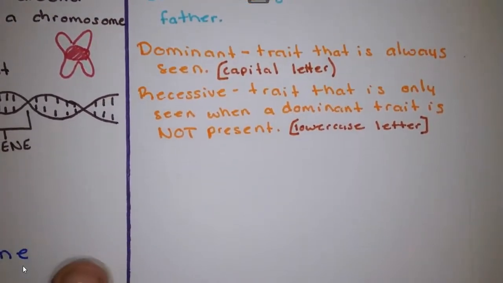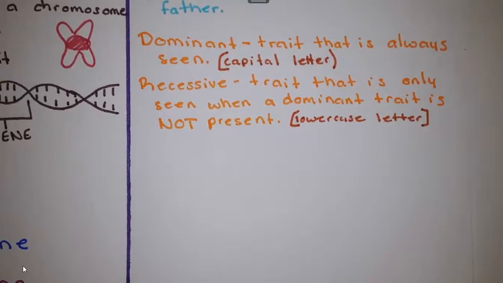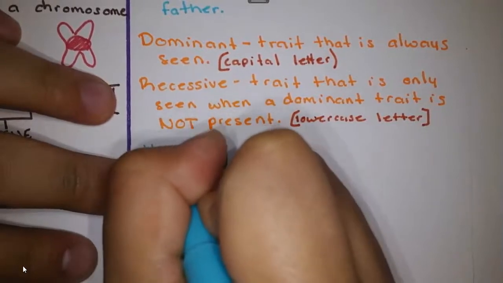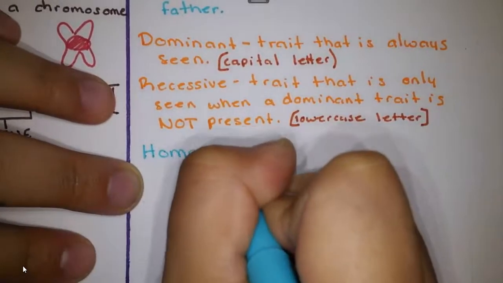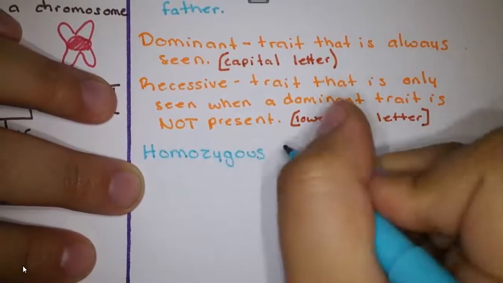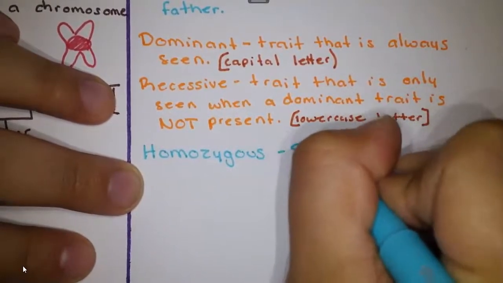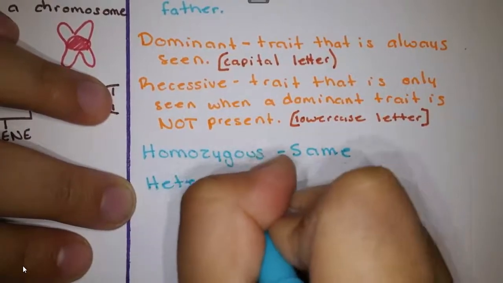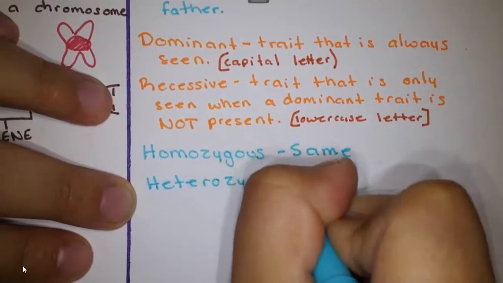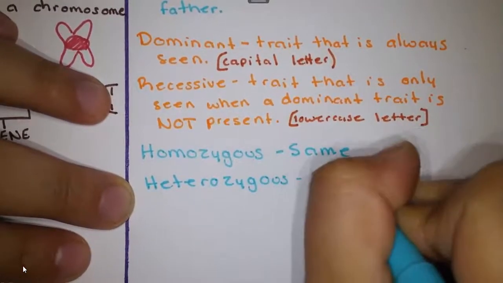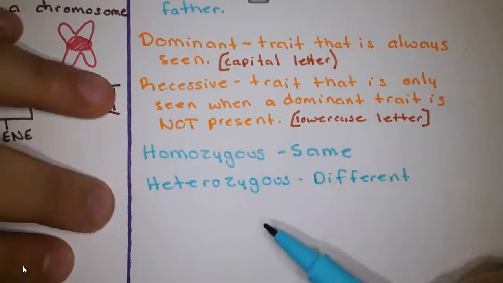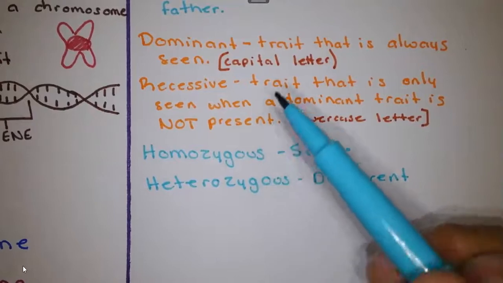Now, there are two really, or more, important vocabulary words. So homozygous, meaning the same. Homo means same. Hetero means different.